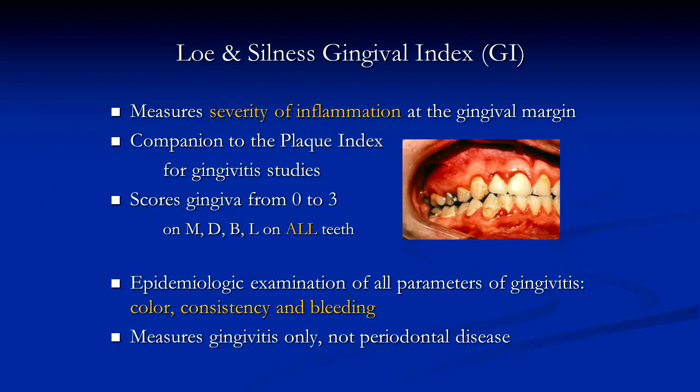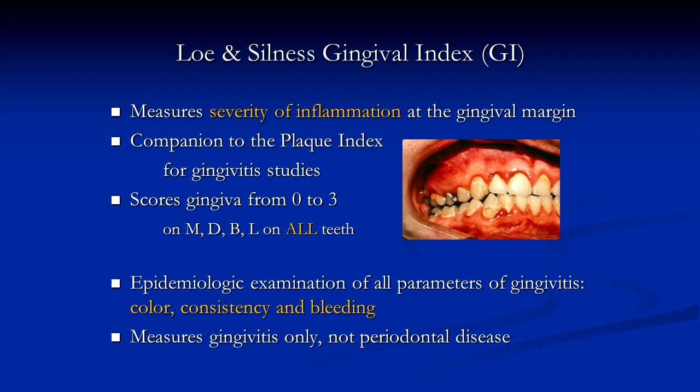The companion to the plaque index, the low incidence plaque index, is the low incidence gingival index. The purpose is to measure the severity of inflammation at the gingival margin. It also scores the gingiva from 0 to 3 on all teeth on all 4 of those surfaces. And it's the most widely used gingival index. It's an ordinal scale index, and obviously it's reversible. We're looking at color, consistency, and bleeding here. And it measures gingivitis only.